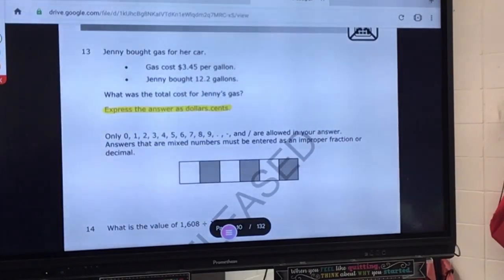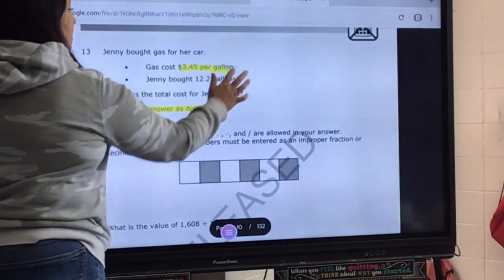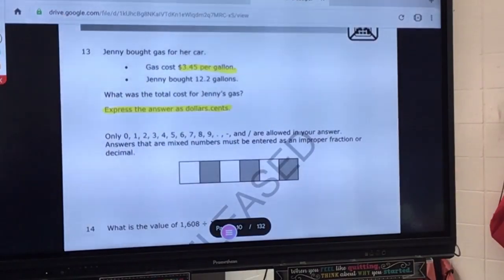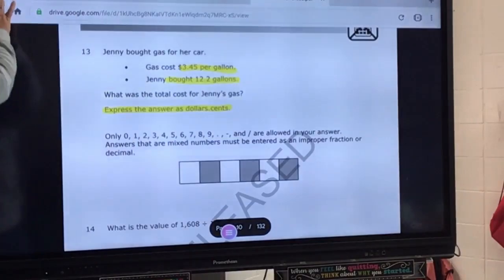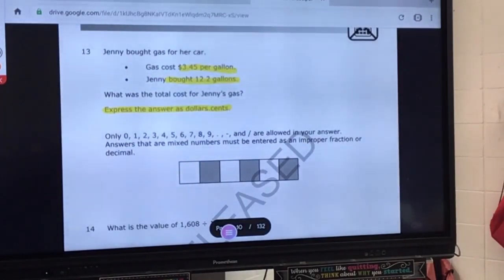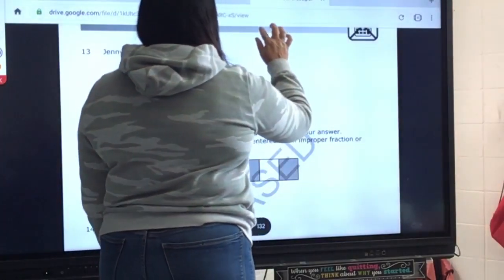All right, what else is important in this question? Ronnie? Gas costs $3.25 per gallon. Okay. Jenny bought 12.2 gallons. Okay. So, let's go ahead and solve this problem now. What do we have to do? What are we doing here? Are we adding? No, we're not adding. Are we multiplying? We are multiplying. All right, do I line up my decimals?